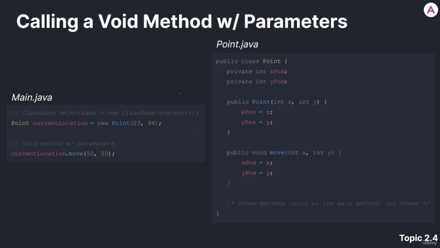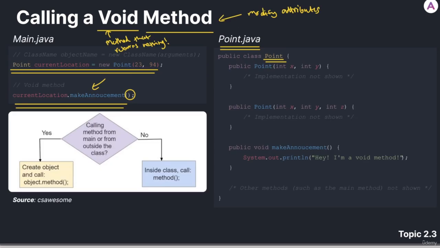Okay, now let's go over calling a void method, but this time with parameters, also known as arguments. They're synonymous and you can use them in most contexts interchangeably. What if we want to call, like last time, our method makeAnnouncement? We had no arguments inside this pair of curly braces because the method had no arguments or parameters present inside the method's declaration in the Point.java file. So we can't really pass anything in.